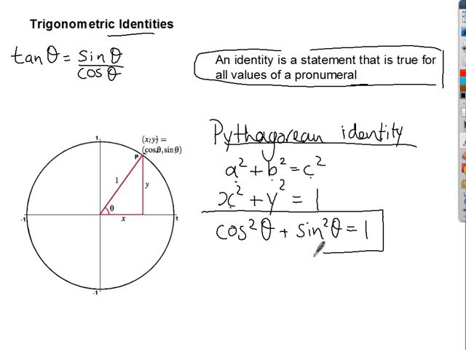And that there is a trigonometric identity. So in other words, that is true for every value of theta. I don't know why they put the squareds there and not outside, but that's just how you write it. Cos squared theta plus sine squared theta is equal to 1. Let's have a look at some ways that I might use this identity.